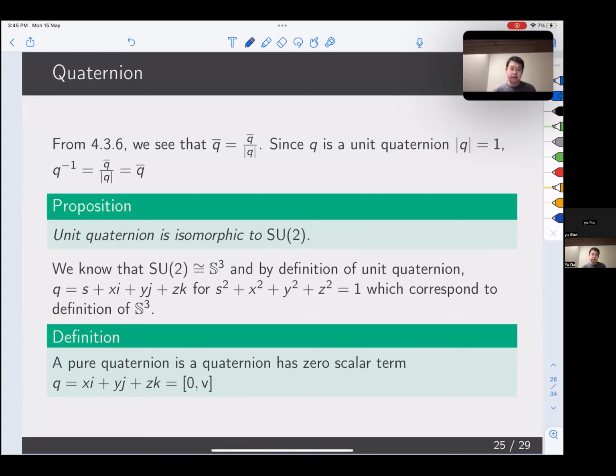We can see that the unit quaternions are isomorphic to S3. We already know that S3 is isomorphic to SU2, and by the definition of the unit quaternion, we need the 4 coefficients squared to sum to 1. This corresponds to the definition of the 3-dimensional unit sphere. And we define the pure quaternion as a quaternion that only has the vector part and a zero scalar term.